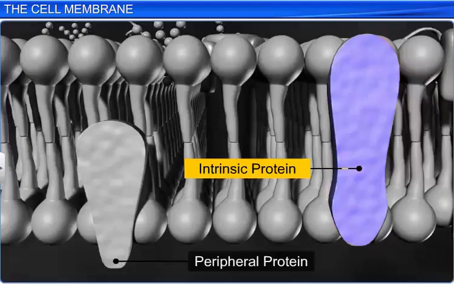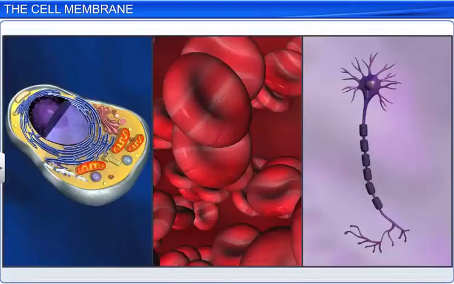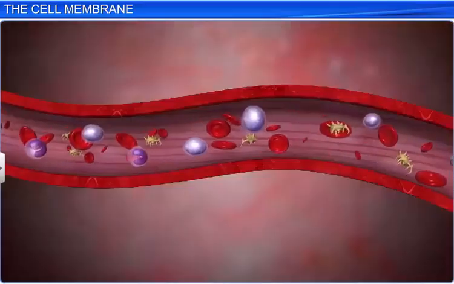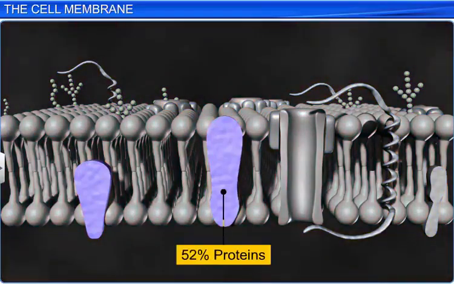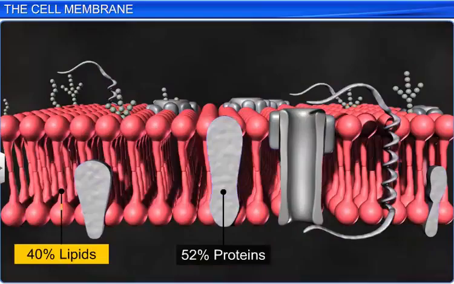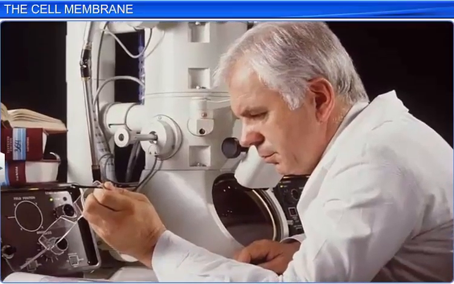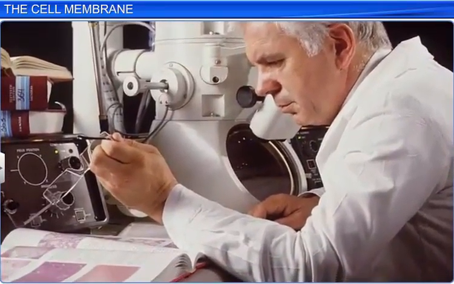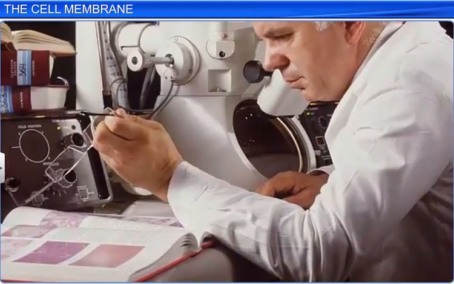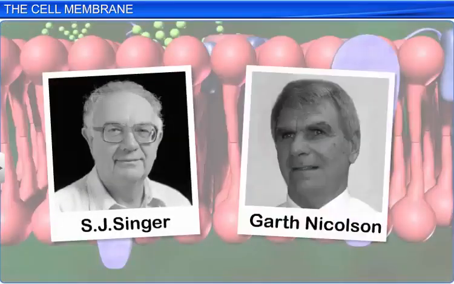Scientists also deduced that the ratio of proteins to lipids varies greatly between different types of cells. For instance, the cell membrane of red blood cells is 52% proteins and 40% lipids. The advent of the electron microscope helped scientists better understand the structure of the cell membrane, and finally in 1972, Singer and Nicholson put forth the fluid mosaic model, which was widely accepted by the scientific community.